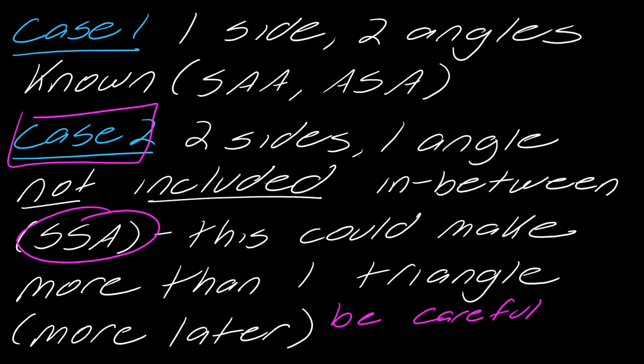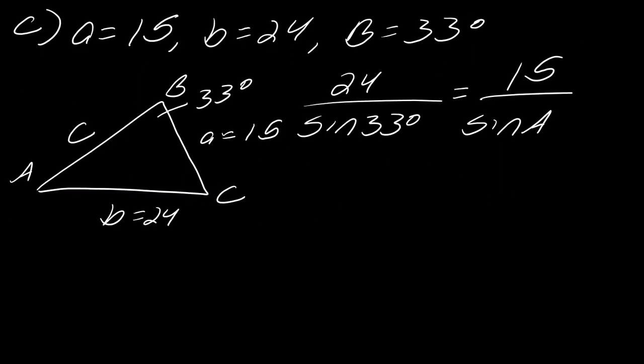So you actually really need to know if you're in case 1 or case 2, because if you're in case 1, you don't even have to worry about the ambiguity thing. When you have case 2, there could be. So now we just want to be careful. At least we know to be careful. So what I'm going to do now with the information that I've been given is find angle A.